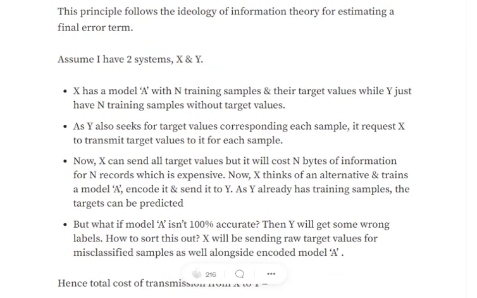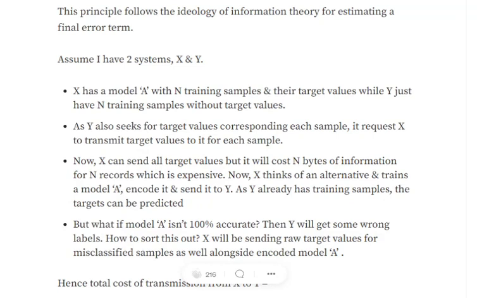Or alternatively, what X can do is train a model, assume it to be XYZ, and eventually send the model to system Y, so that as Y already has the training data set, it will generate the labels using the newly trained model XYZ. But what if the model XYZ that has been trained by system X isn't 100% accurate? In that case, system Y will get some wrong labels as well. So you're getting my point, right?